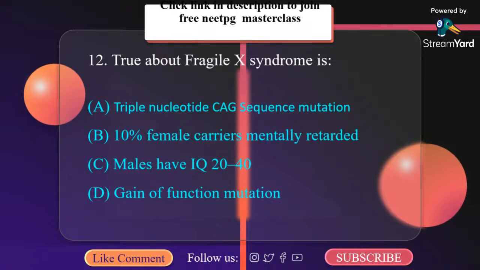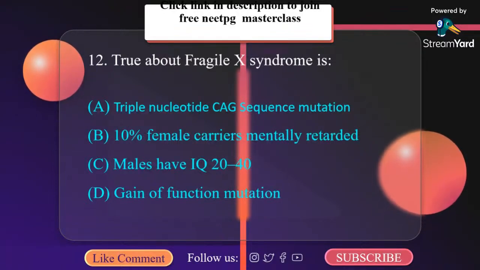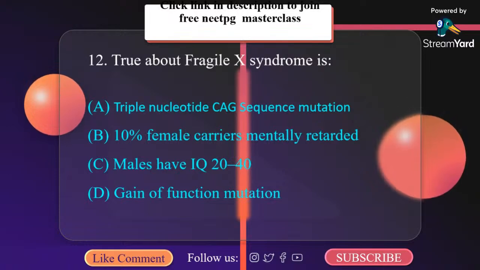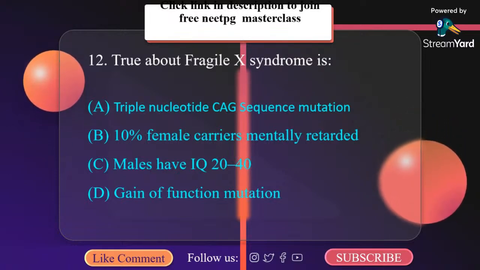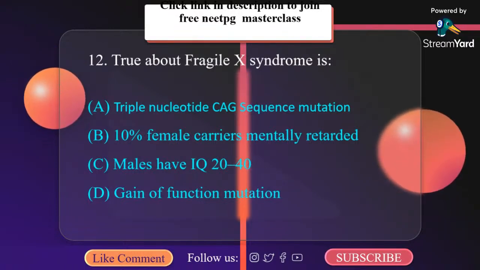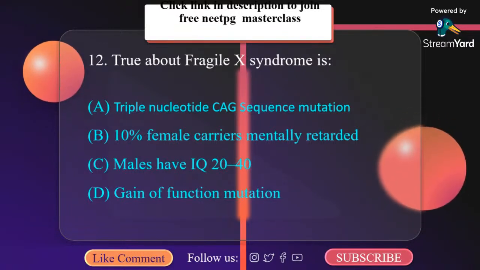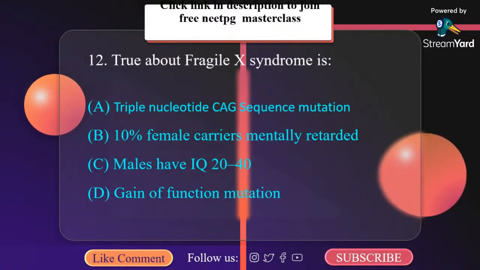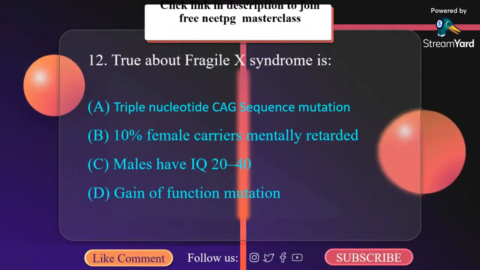The first statement is false because in Fragile X syndrome, you will see CGG repeats, not CAG sequence. Second statement is 10% female carriers mentally retarded. It is also false because mental impairment with retarded or borderline IQ occurs in 35% of carriers.